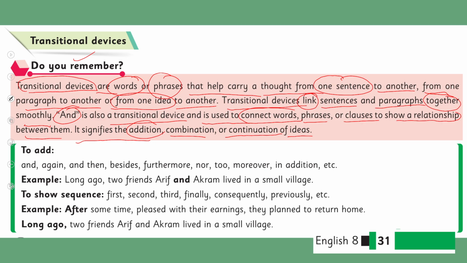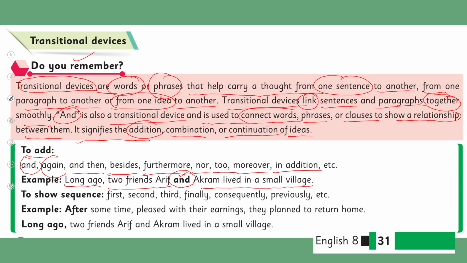So if you want to add something in your sentences to make a connectivity, we use transitional words like and, again, and then, besides, furthermore, nor, too, moreover, in addition, etc. For example, long ago, two friends, Arif and Akram, lived in a small village. So, long ago is our transitional word. It is telling us that it has happened a long time ago. And also, we use the transitional word and to connect the two subjects together.